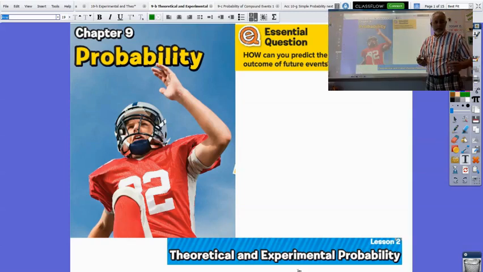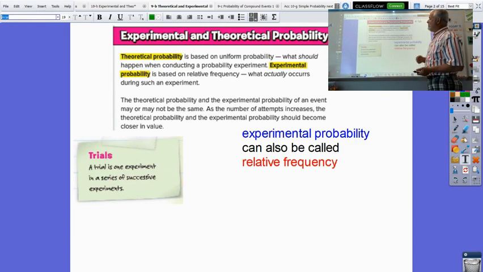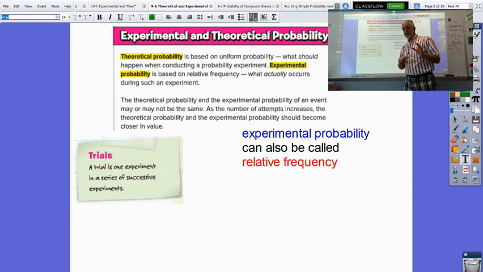All right, in this lesson we're going to talk about theoretical and experimental probabilities. We talked already that probability is the ratio of desired outcomes divided by total number of outcomes. Theoretical probability assumes that each outcome has the same chance of occurring. It's based on uniform probability.